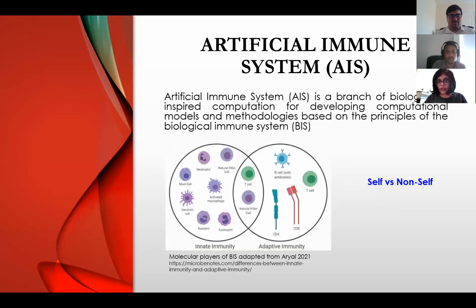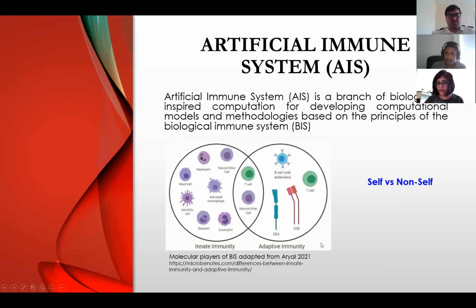Artificial immune system algorithms are a branch of bio-inspired computation for developing computer models and methodologies based on the principles of the biological immune system. The biological immune system has a lot of molecular players, and the body's immune system can be divided into the innate immune system and the adaptive immune system. The innate immune system deals with identification of foreign entities within the body and eliminating them, whereas adaptive immunity is associated with memory of the presence of an antigen.